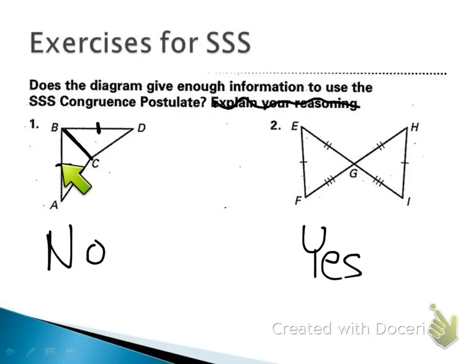We have side, side, no side. Okay? But over here, these two sides match up. These two sides match up. These two sides match up. So all three of the corresponding sides are congruent. So that is a perfect example of the side, side, side postulate. Do you guys have any questions?